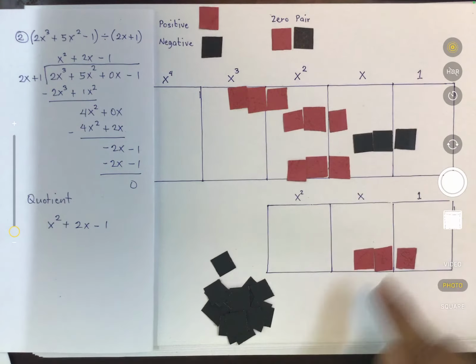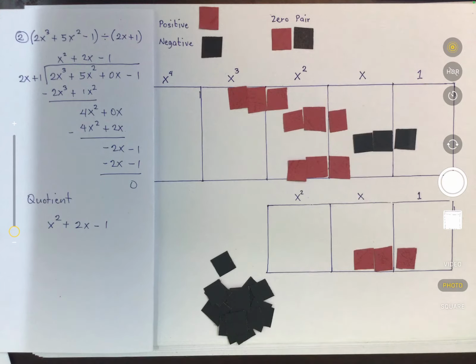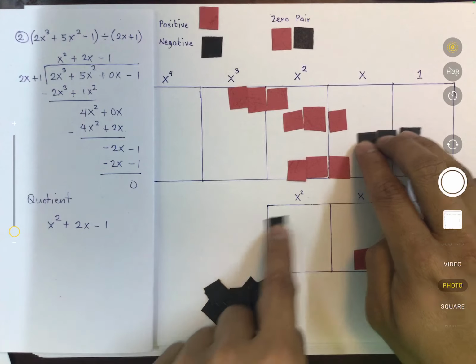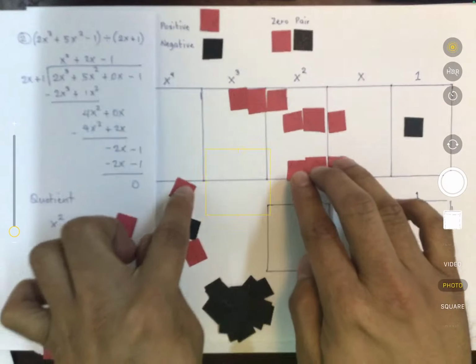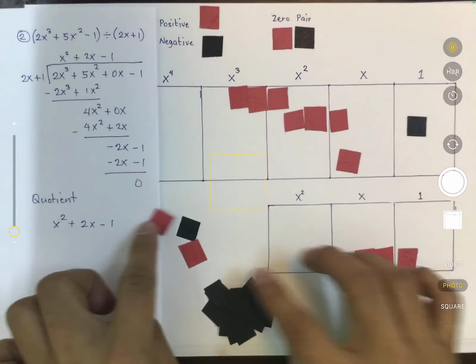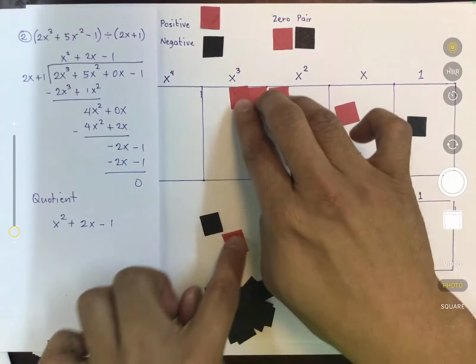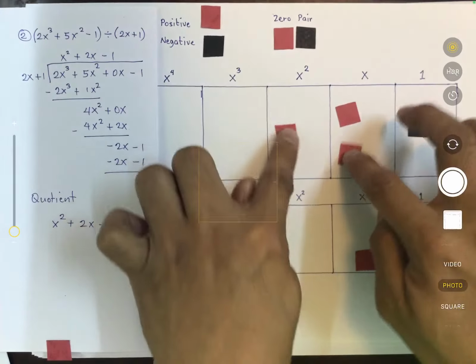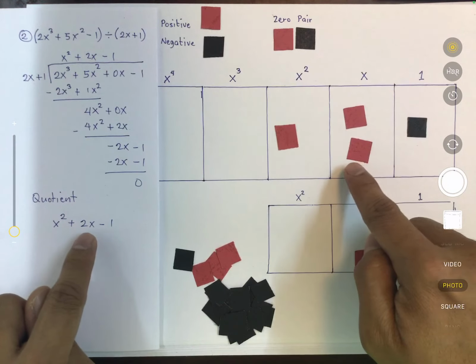After grouping our dividend, we are now ready to determine our quotient. So this one represents one tile, and this group represents another one tile. This group represents another one tile, and this group represents one tile. And this is now our answer. So our answer is x squared plus 2x minus 1.